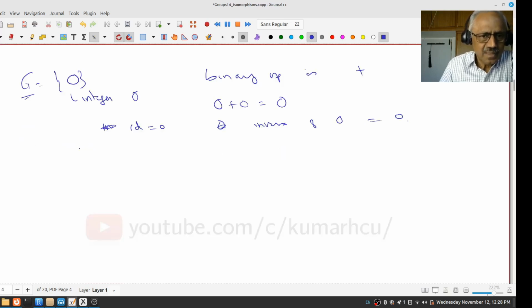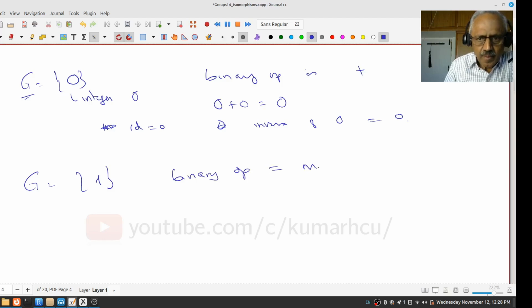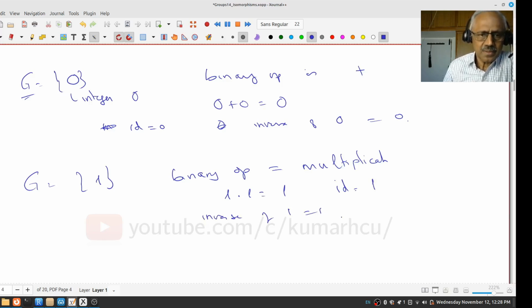Now let's look at the other one. This has only one element, 1. But the binary operation is multiplication. Therefore 1 times 1 is 1. And what is the identity? That is again 1. And what is the inverse of 1? That is also 1.